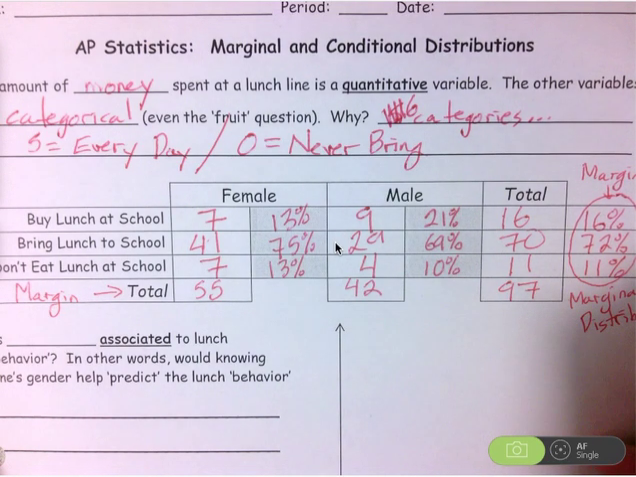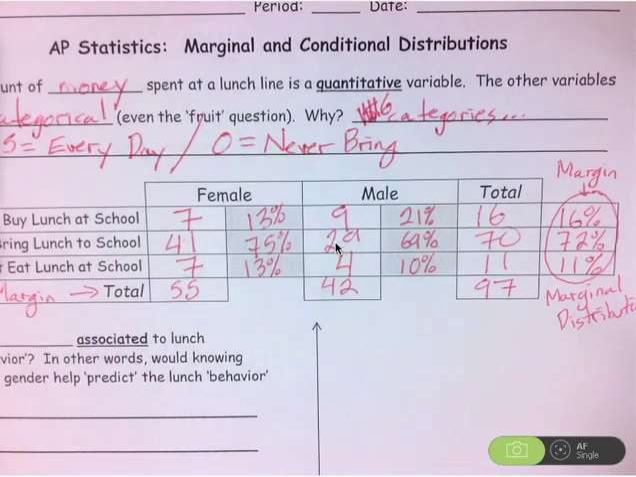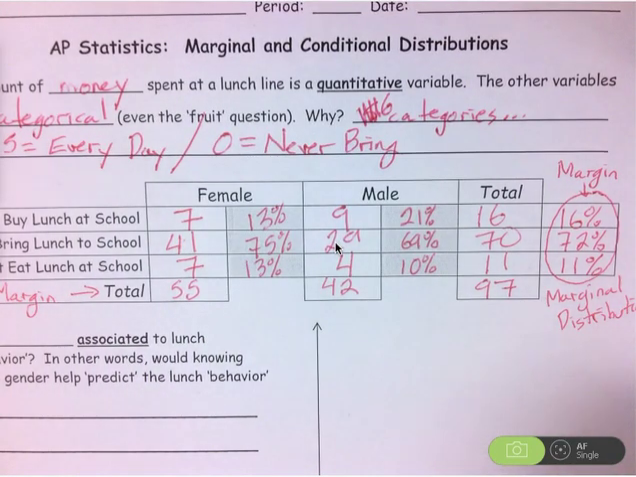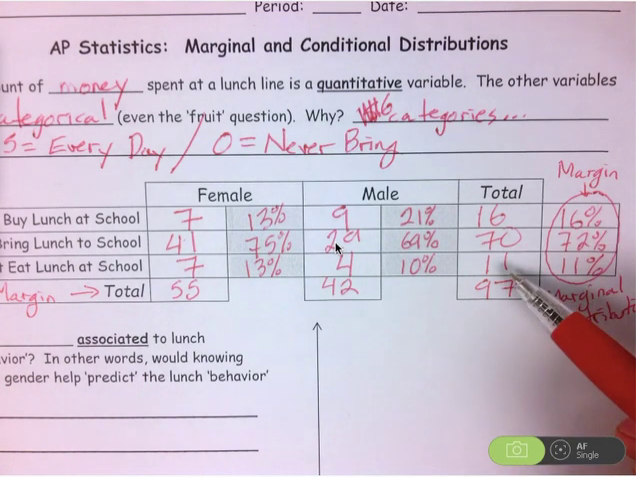Because we're working with the totals, so literally, amongst all of the students, if we ignore gender, 16% buy, overwhelmingly, people tend to bring their lunch. 11% don't eat lunch at school. Now that's a marginal distribution because it's made in the margin of the table here, in the edge of the table, by using the totals.